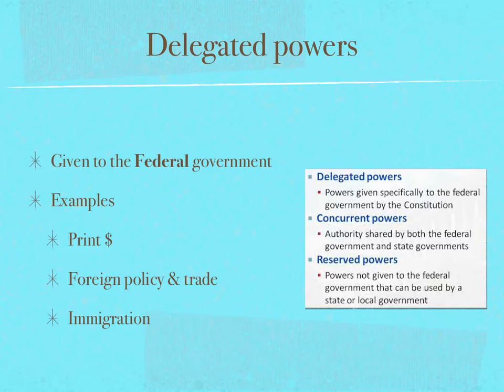So the first one, delegated powers, these are powers that are given to the federal government. For instance, they are the only ones who can do these three things: print money, foreign policy and foreign trade, as well as immigration. Only the federal government can do those specific things, so they are delegated powers.